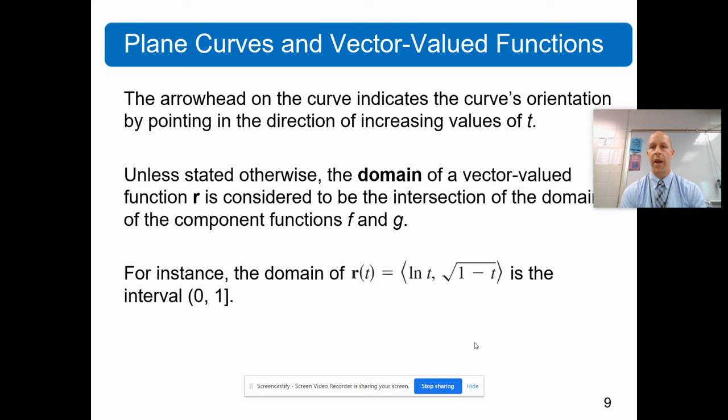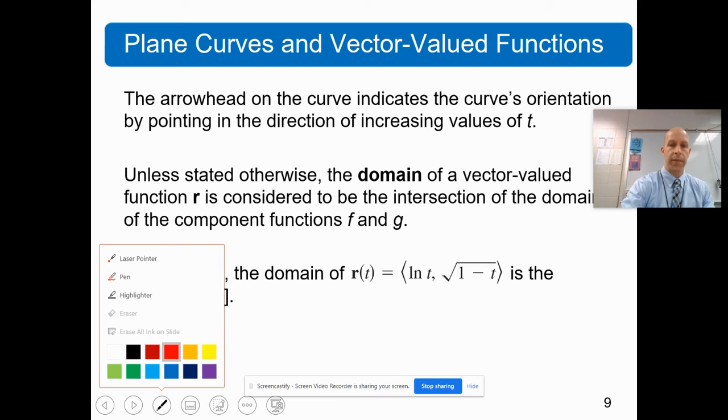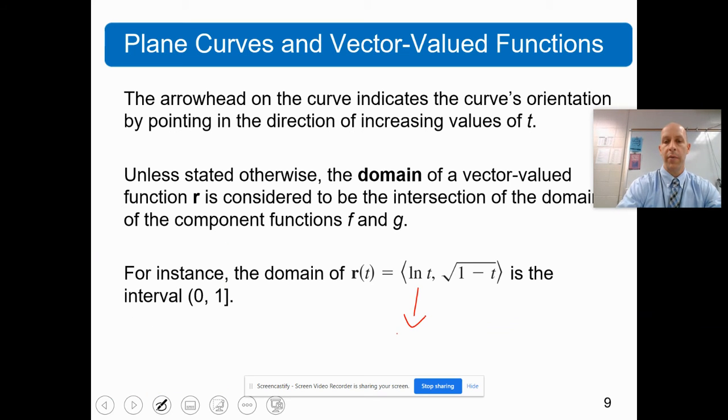Unless stated otherwise, the domain of a vector valued function r is considered to be the intersection of the domains of the component functions f and g. For instance, the domain of r of t equals the vector valued function ln of t, square root of 1 minus t, is the interval from 0, not including 0, up to 1. In other words, it has to satisfy both of those, the intersection of the domains of those two functions. So the domain of the natural logarithm, let me write that on here, is 0 to infinity.